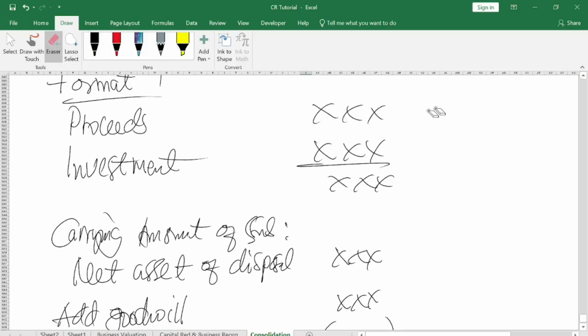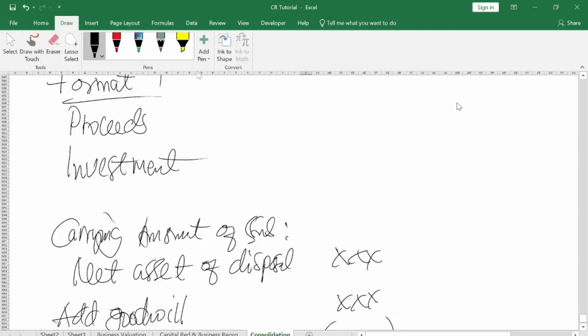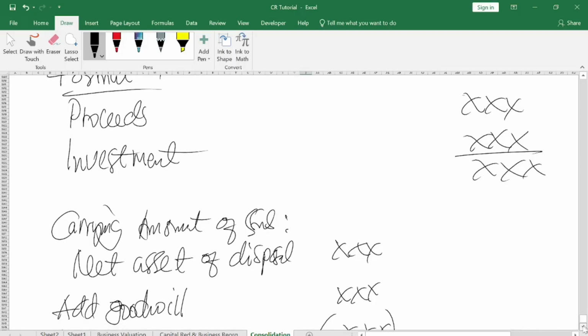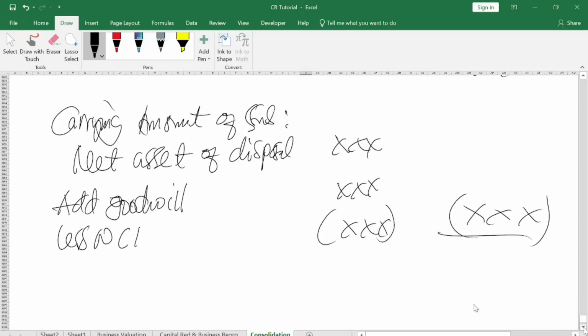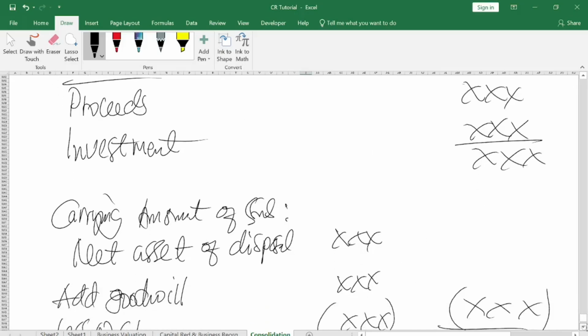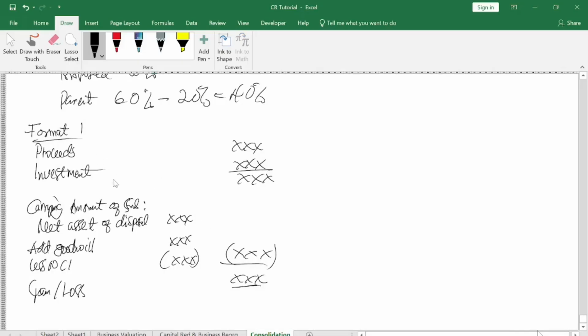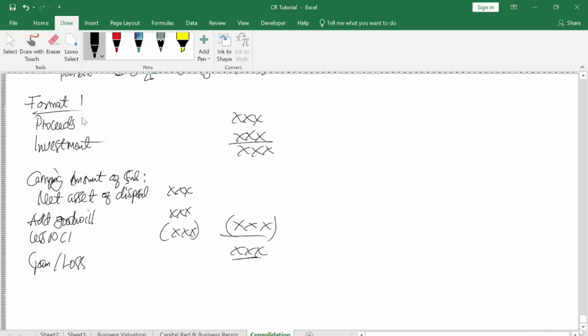This is the format. So you have the proceeds here, the investments here. Whatever you get, you less the carrying amount from that. Then you get the gain or loss on disposal. That's all. This is the format. The formats are two, but I will stick to this one alone. So let us look at an example of control to no control.